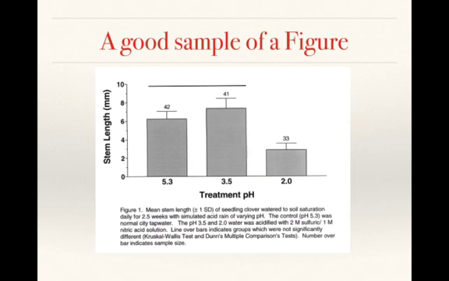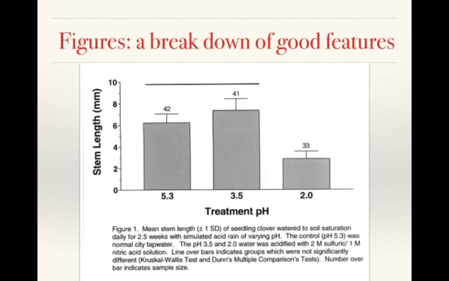Why is it a good sample of a figure? We can see now. The axis labels include units. The treatment group, pH levels, is specified on the x-axis. The legend is complete, which in this case requires over 3 lines just to describe the treatments used and variables measured.